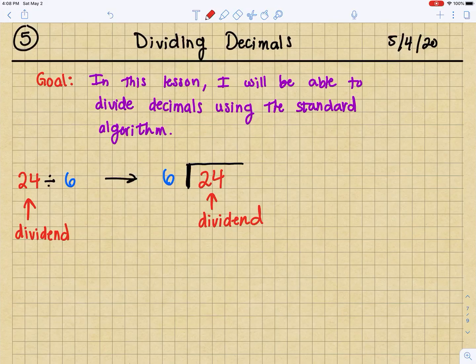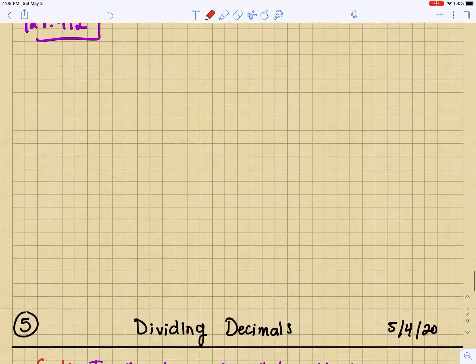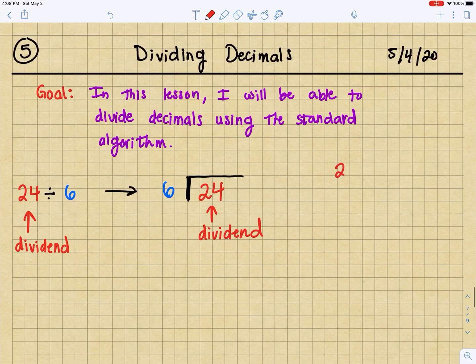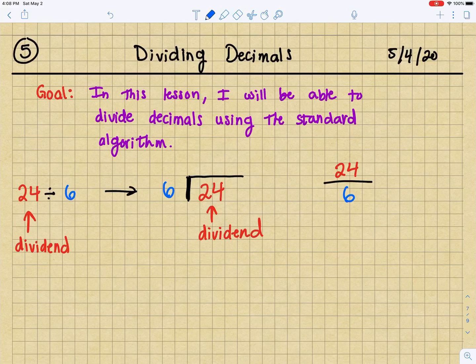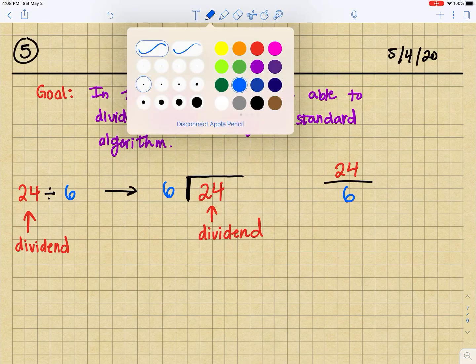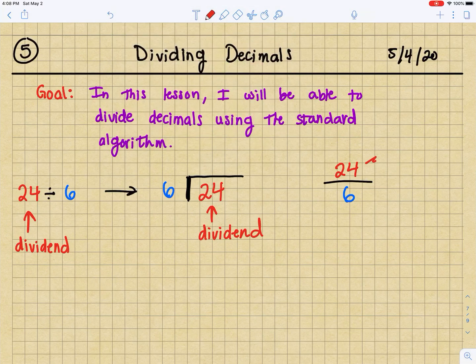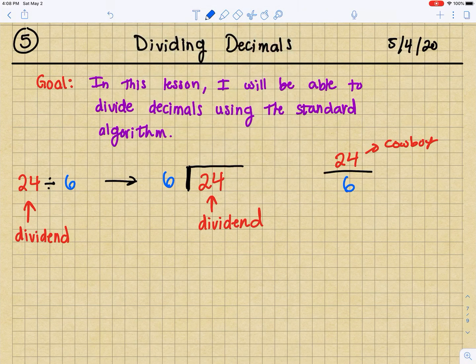Remember when we were dividing fractions? The fraction would look like this. I still read this as 24 divided by 6, but we refer to this as the cowboy method. The top number is the cowboy, because the cowboy rides on top of the horse, not the other way around. And this would be our horse. So the cowboy goes inside, the horse stays outside.